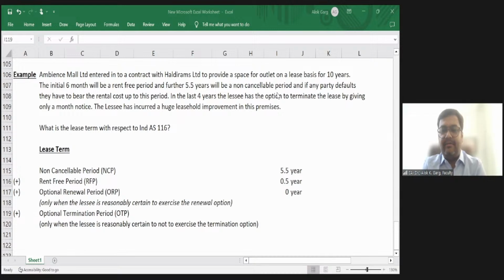Rahul has responded that, sir, we need to consider this 4 year as a lease term. Why? Why, Rahul?